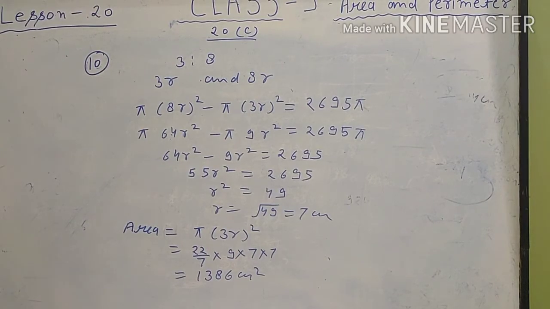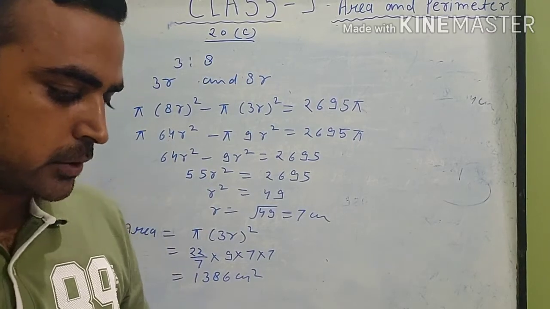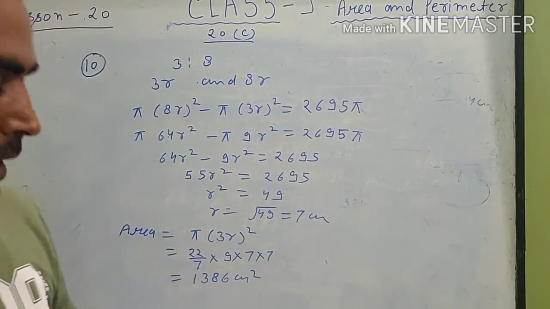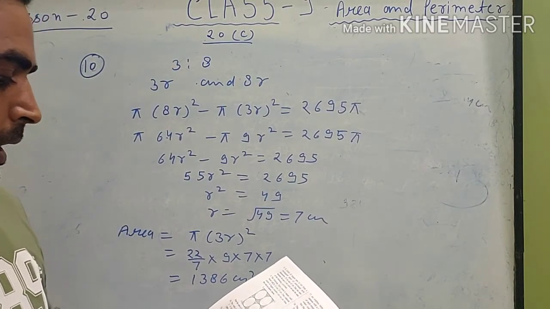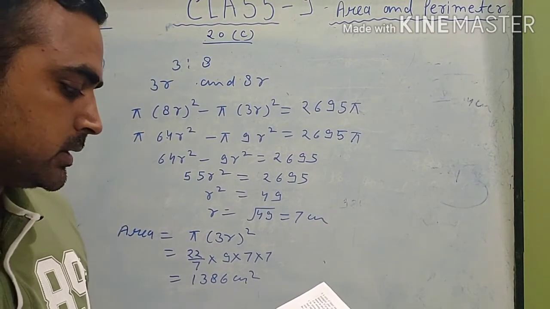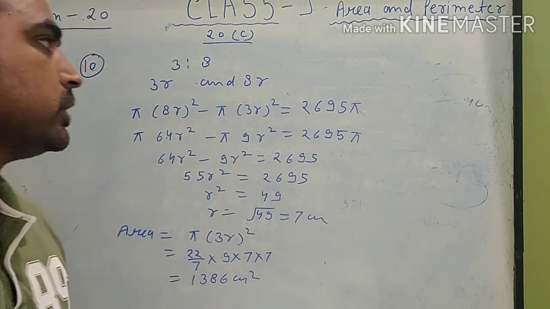Okay, now we solve question number 10. The radii of two circles are in the ratio 3:8. If the difference between their areas is 2695 pi centimeter square, find the area of the smaller circle.